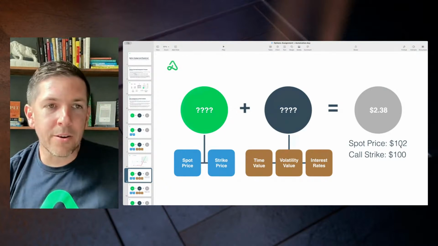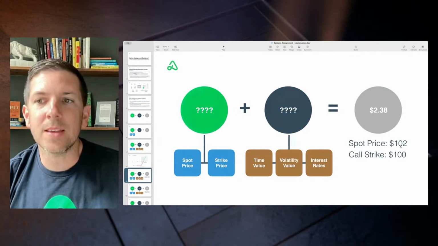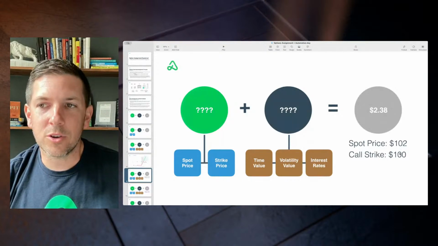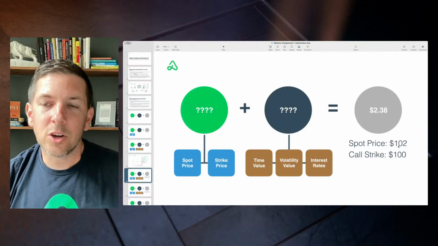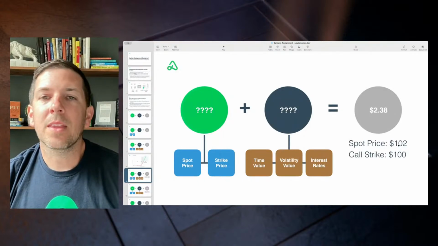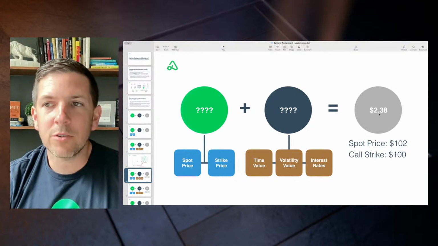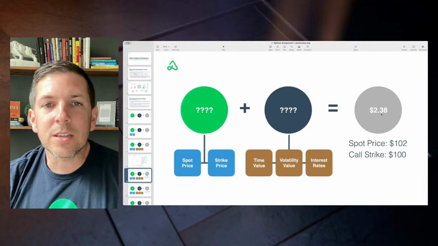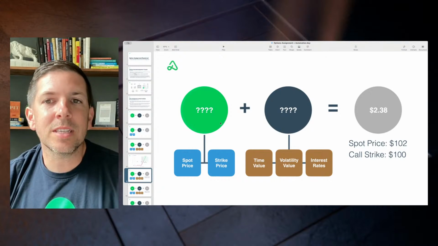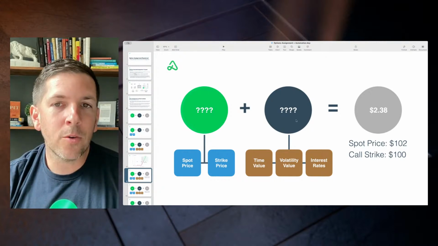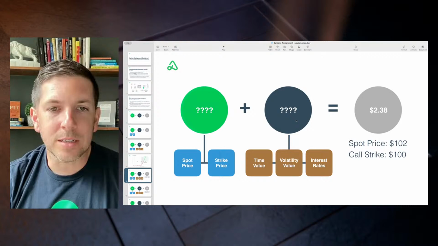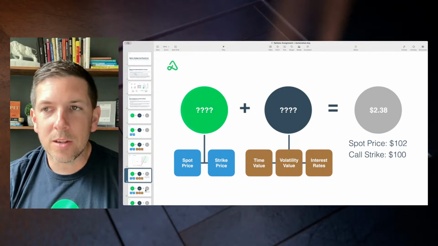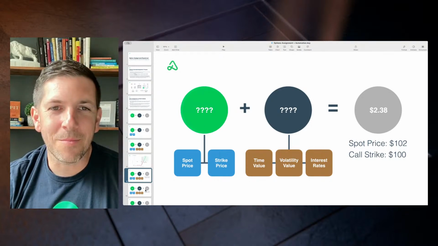So the option buyer on the one side, they bought this call option for a strike of 100, and it's currently trading at 102. The price of the contract, the 100 strike call, is $2.38. So the question is, what is the intrinsic and extrinsic value component of that option price? So go ahead and do it yourself. Pause the video if you want to and come back, okay?